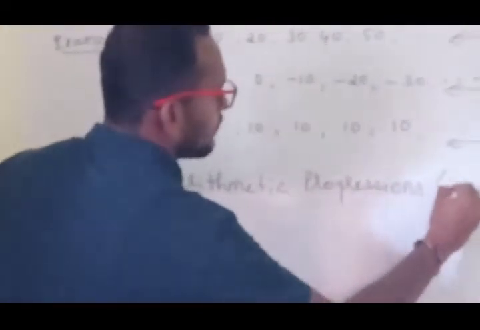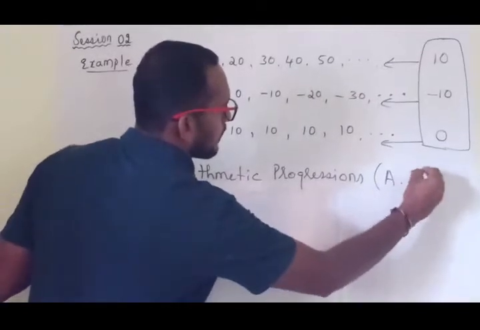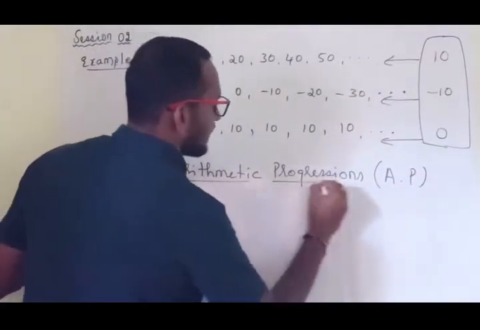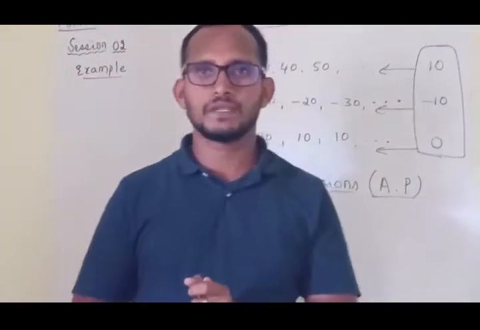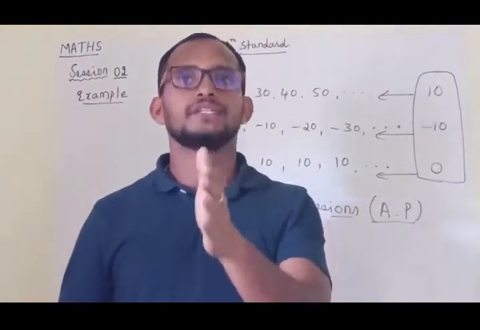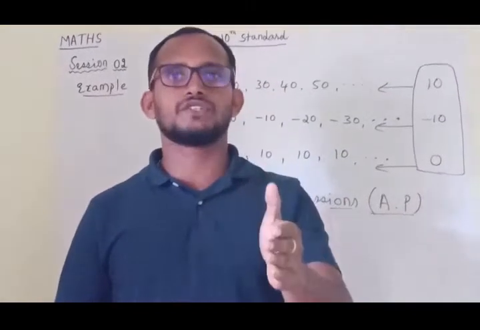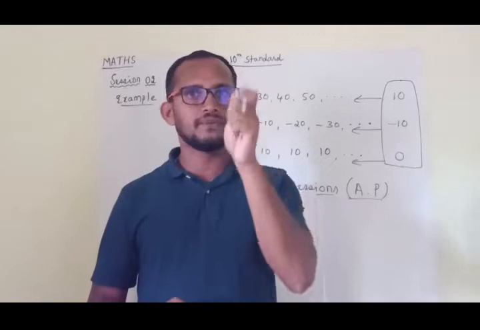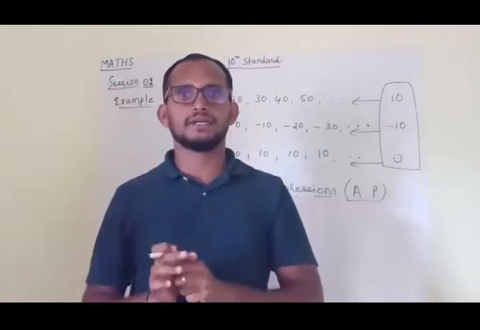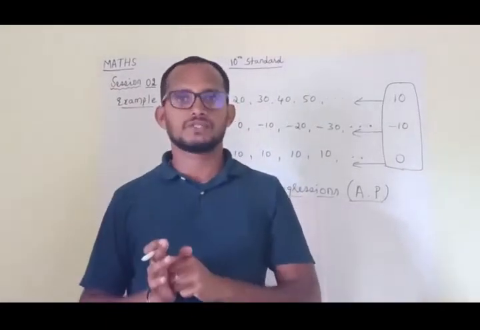In shortened form, we can name it as AP. So now it's time to define what an AP is. Pay attention. An arithmetic progression is a sequence in which each term is obtained by adding a fixed number to its preceding number except the first term.